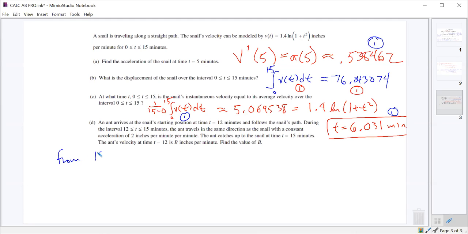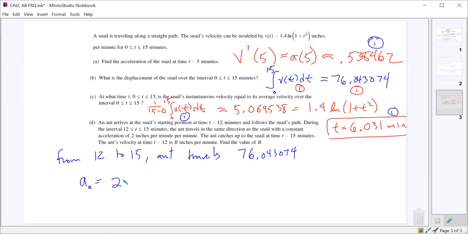From 12 to 15, the ant must cover the same distance that the snail did in those 15 minutes, right? So how far did it go? Didn't we figure that out earlier in the problem? Yeah. 76.043074, right? The answer from part B. All right, we also know that the ant has a constant acceleration of 2 inches per minute per minute. So we're going to say the acceleration of the ant is 2.